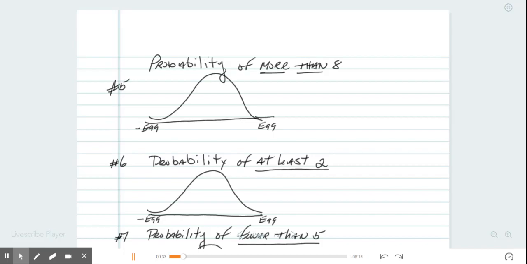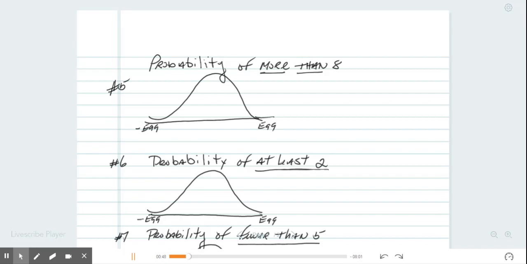So there's a lot to this, but it's still basically left, right, or in between, making sure that you get the right starting point. So number 5, he's asking us for the probability of more than 8 senators are women.